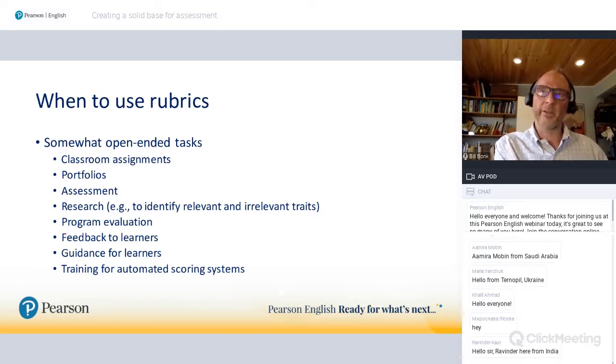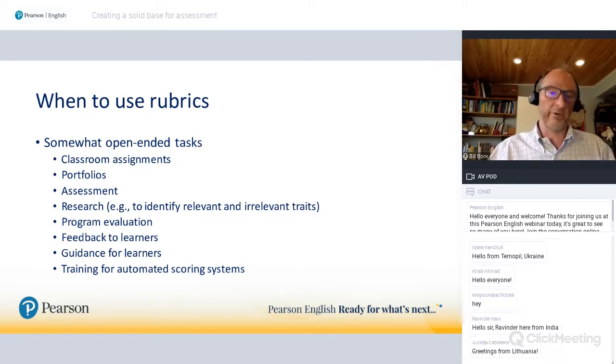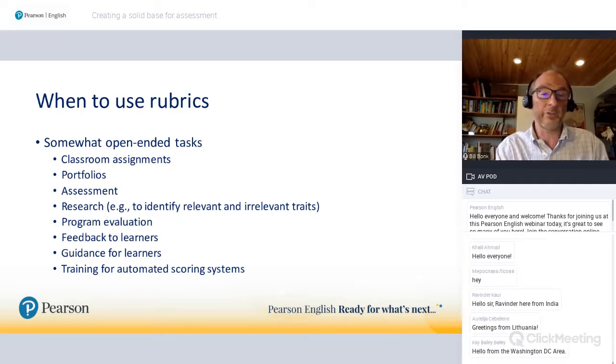Obviously, we're not going to use a rubric for something like a multiple choice test. And we can use it in many, many situations: classroom assignments, portfolios, an actual assessment or a test, research where we're not actually giving scores to people, but we're trying to figure something out. We're trying to identify what are the relevant and irrelevant traits. For example, if we're looking at people in customer service encounters in English, we might have a large set of things that we're going to investigate, all 30 of them, and then figure out which ones actually fit, which ones are relevant to the customer service context, and which ones maybe are not so relevant or don't fit together with the others.